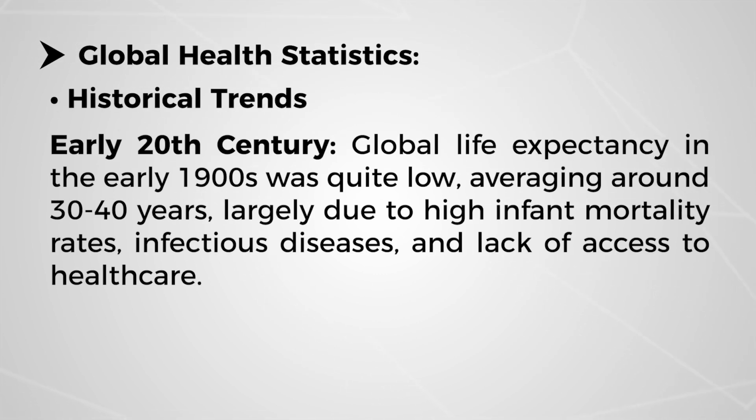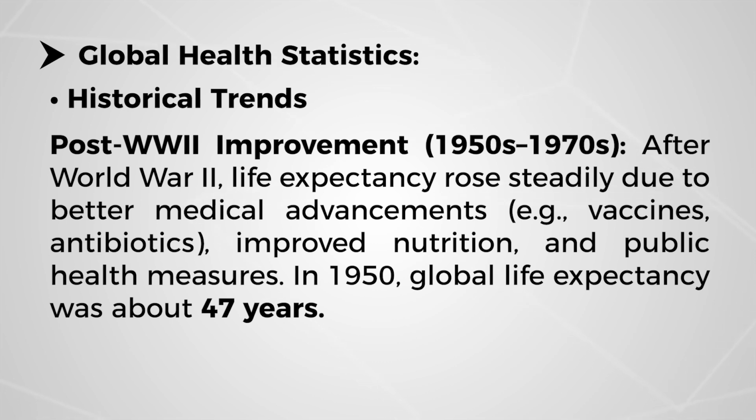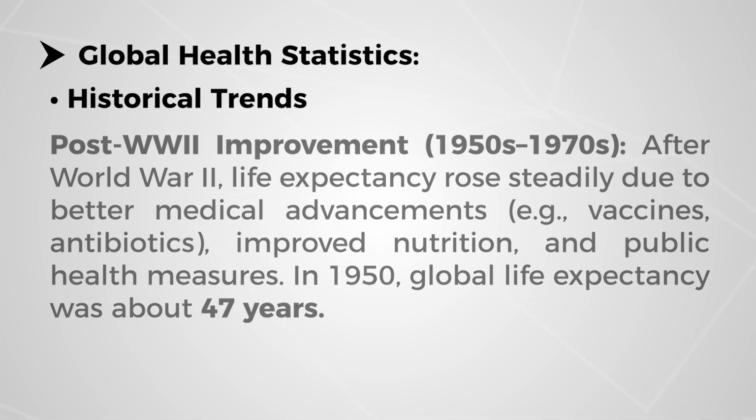Early 20th century: global life expectancy at the beginning of the 20th century was quite low, averaging around 30 to 40 years, largely due to the infant mortality rate, infectious disease and lack of healthcare facilities. But post World War II improvements, from the 1950s to 1970s, life expectancy rose steadily due to better medical advancements, for example vaccines, antibiotics and improved nutrition and public health measures. In the 50s, global life expectancy was around 47 years.